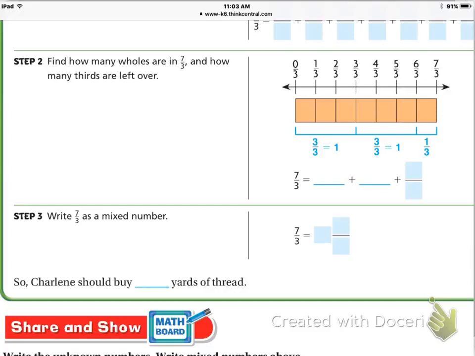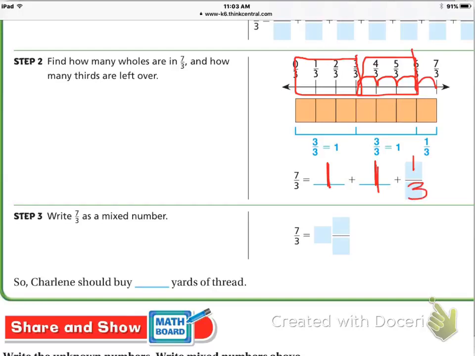Now my job is to see how many unit fractions add up to one whole. If I look on my number line, I see one whole is made by 3/3. So there's one whole. I can count another 3/3. I can skip count 1, 2, 3, 6/3. That's another one whole. And then my 1/3 left.